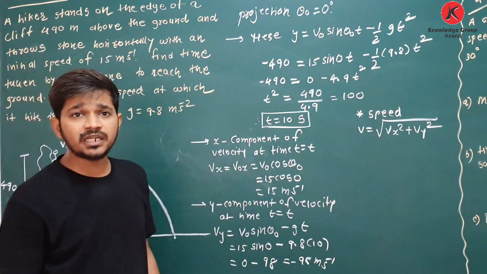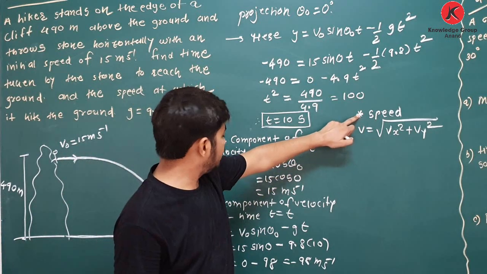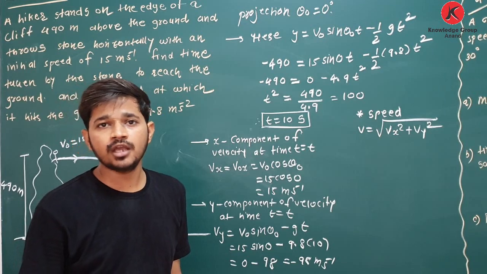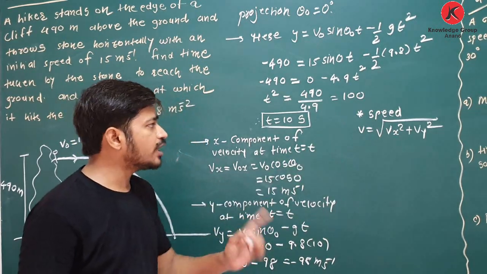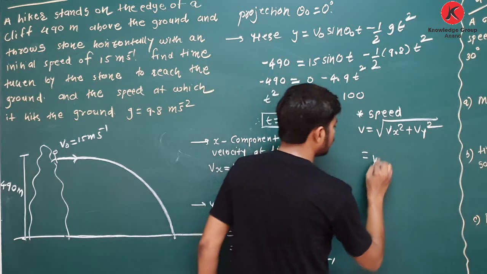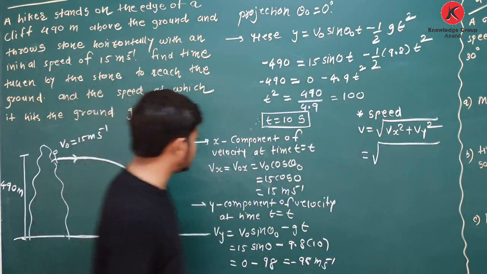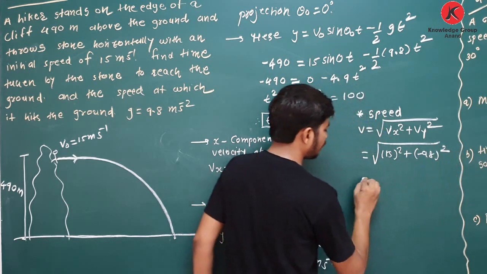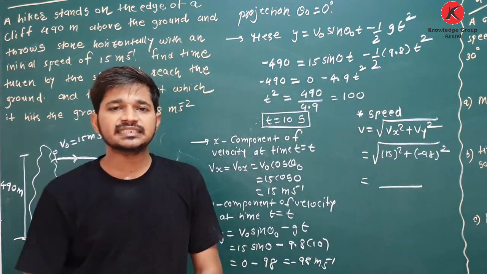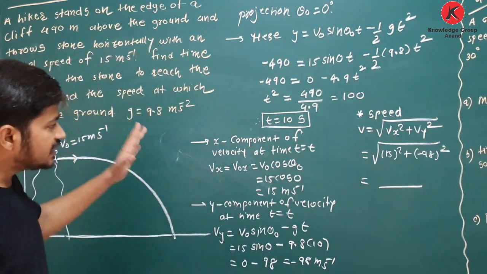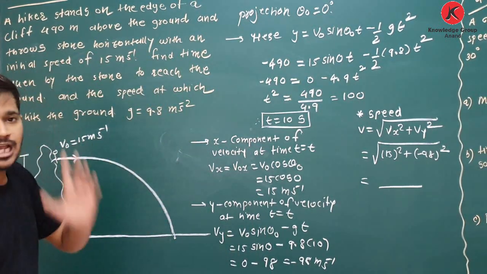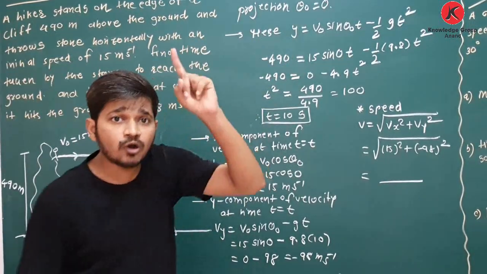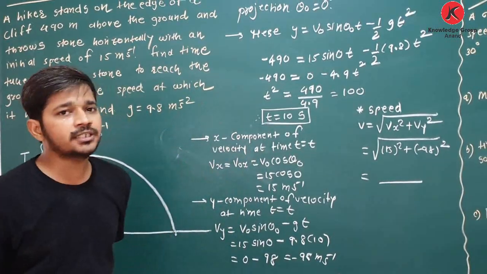So now how to find speed? Yes, we have the equation of speed. Speed V is equal to under root Vx square plus Vy square. So put in the values. What is Vx? It is 15 whole square plus minus 98 whole square. You can calculate this easily. Clear? So yes, it is one question based on projectile motion. Remember why you have to consider the equation of y. Okay, now the next question.